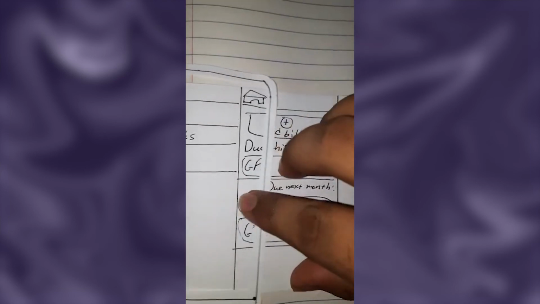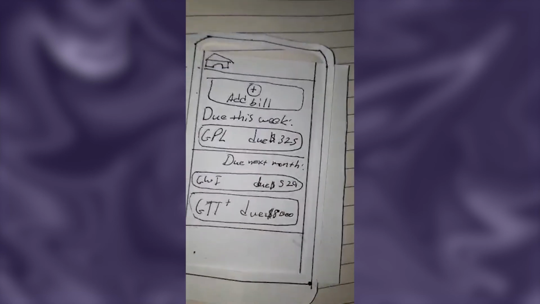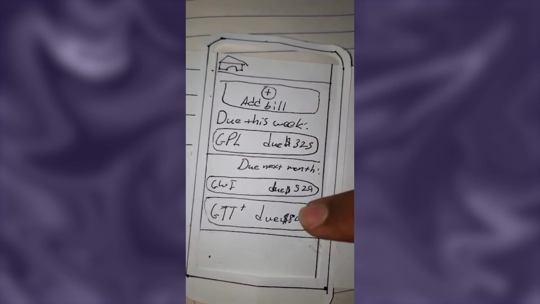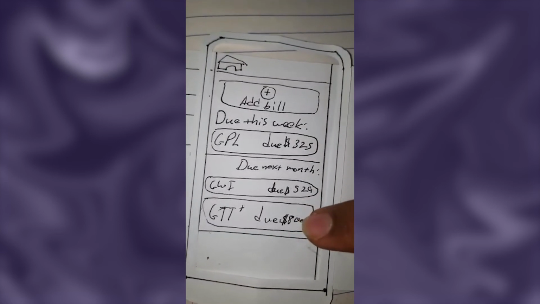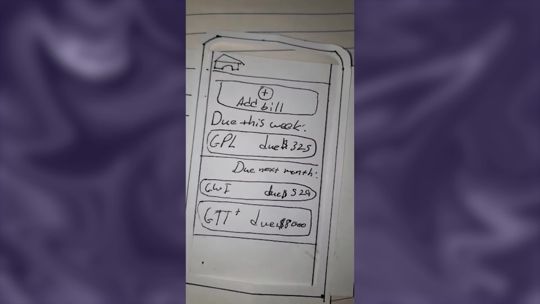And after they have entered that information, it will go back to the home page, and they can of course see when the bill is due. So the bill due next month with GTT is 8,000 due.